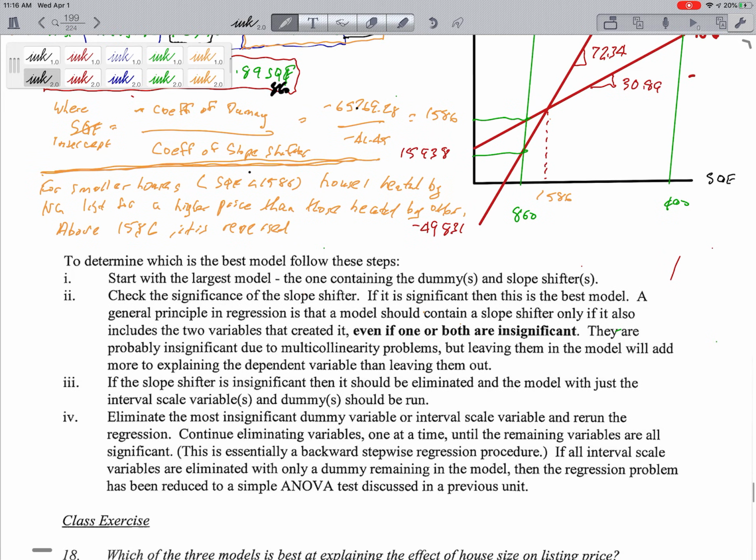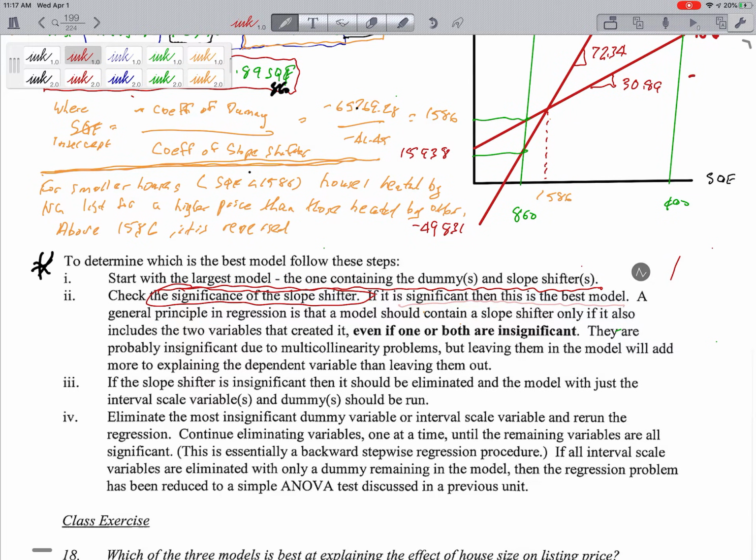Okay, last little bit that we want to take a look at is, how do you know which is the best model when you're looking at regression 7, 8, and 9? To determine which is the best model, follow these steps. You start with the largest model, and that's the one containing the dummy variables and the slope shifters. Check the significance of the slope shifter. If it is significant, then you stop there.